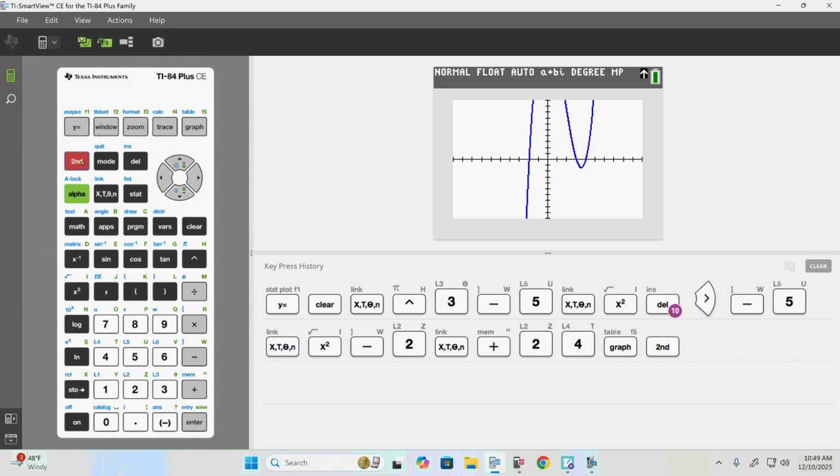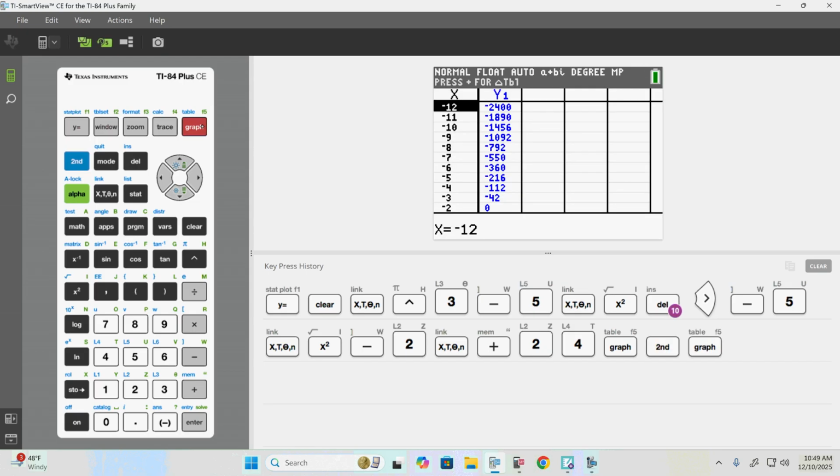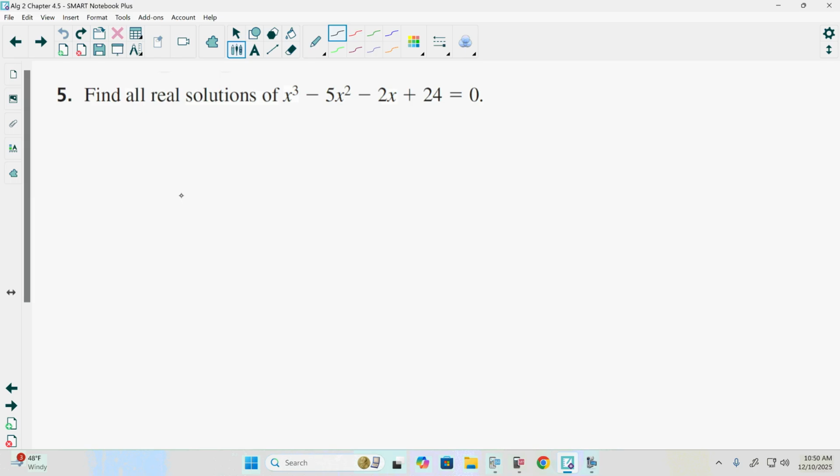If we want to make sure, we can go second graph and look at the table. I have to scroll down some to see this, but when x is -2, the y value is 0. When x is 3, the y value is 0. And when x is 4, the y value is 0. Because when we're looking for solutions, we're looking for values of x that will make the equation be 0. In graphing terms, we're looking for the values of x that will make the y values be 0. So if we plug -2, 3, or 4 into this, it would make this equation true. It would make both sides be equal.